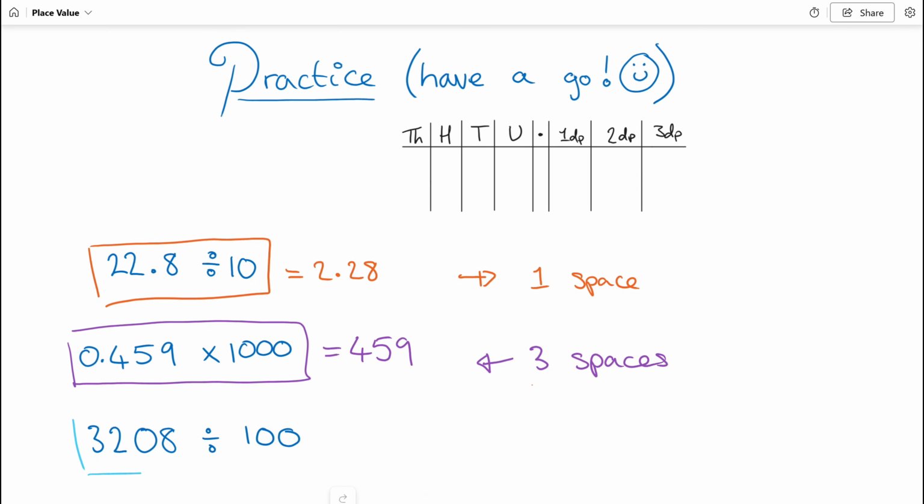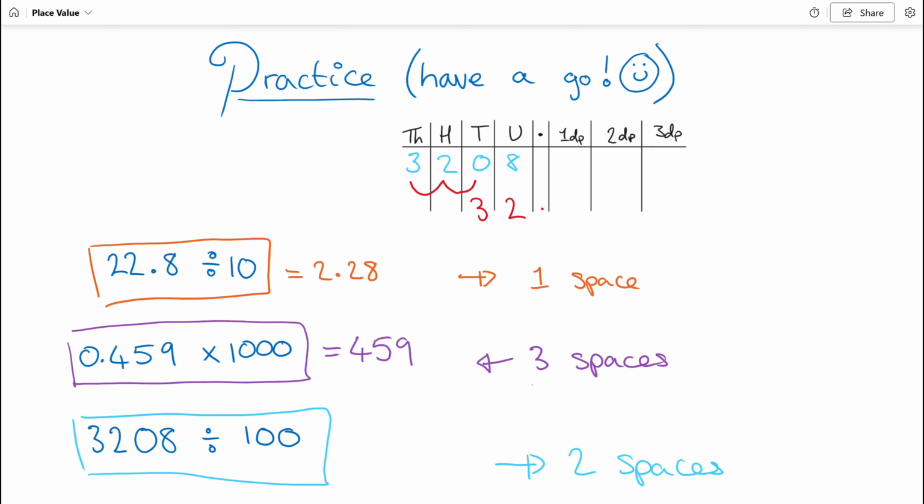So the last one is 3,208, and we are dividing that by 100. So let me write 3,208 in our chart. Now let's find out the direction and how many spaces. So it's being divided, so we're going towards the right. And there's 2 zeros, so 2 spaces. So we're going to go 1, 2. So underneath is 3, 2. Decimal dot stays where it is, 0, 8. So the answer to the last question is 32.08. Yeah. So 3,208 divided by 100 is 32.08. And there we go.